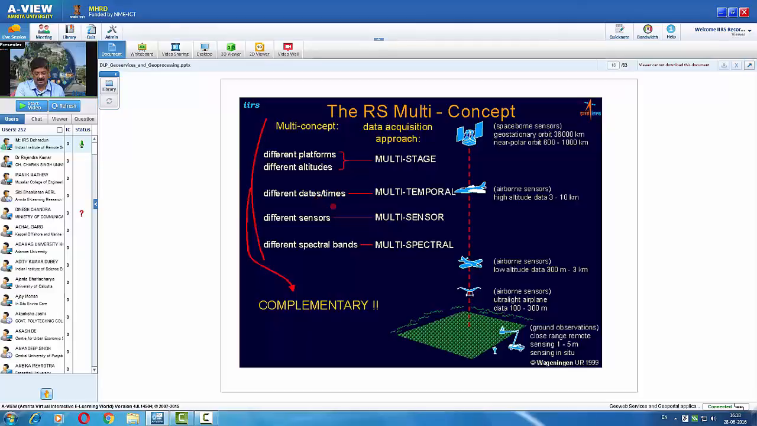That means not one sensor will provide you all the information that we look for. We have multiple sensor requirements, and that also adds to the applications. In a way, we can confidently use the data for the end applications.